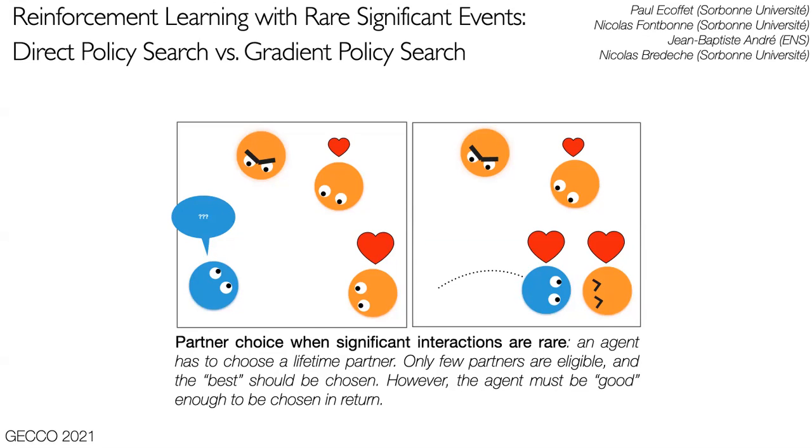The blue agent faces several possible partners, some of which will never want to cooperate, and some others that offer different levels of engagement. The goal for the blue partner is to pair with the partner that offers the best engagement. The challenge is for the blue partner to offer large enough engagement so that it can be chosen in return, but not too much, as energy should not be wasted.